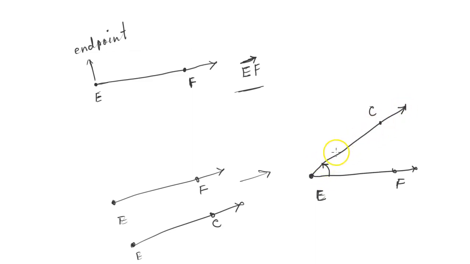You can simply imagine that these two rays were overlapping, and then you keep this ray EF stationary, and you keep rotating the ray EC in a counterclockwise direction just like this, and then you stop here, and then the angle becomes this angle over here, the angle FEC.